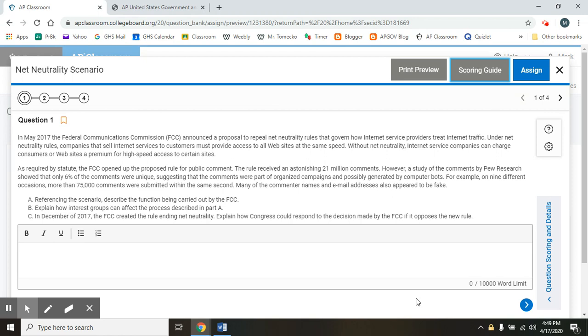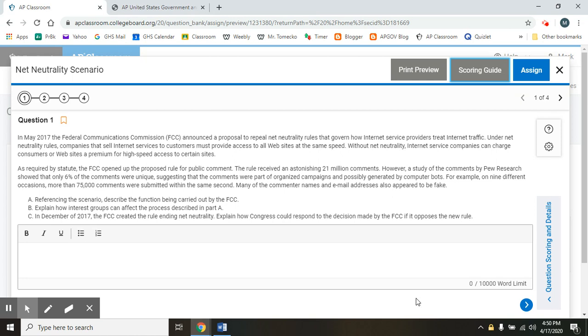As we start to read the second paragraph, we might recognize this from our lesson on how the bureaucracy works. It says, as required by statute, statute is another word for law, the FCC opened up the proposed rule for public comment.